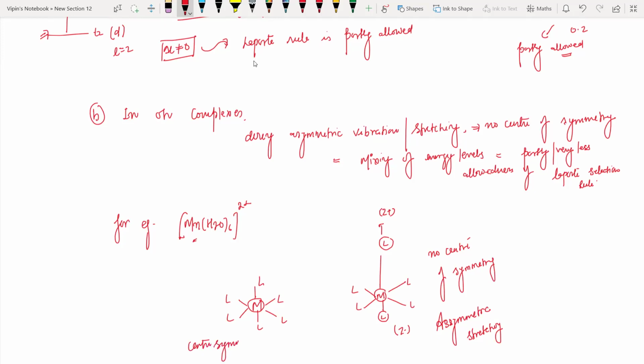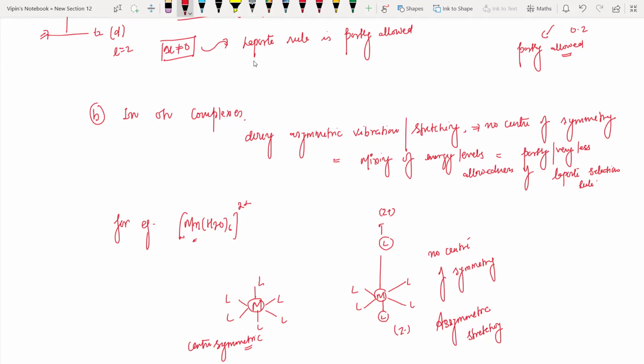So in all octahedral complexes where there is no allowedness of spin selection rule or Laporte selection rule, if they are showing color, then the color will be because of relaxation of the Laporte selection rule, and the relaxation of Laporte selection rule of such kind is because of the asymmetric kind of vibration.